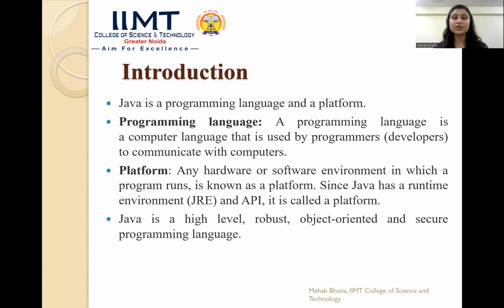What is a programming language? A programming language is a computer language that is used by programmers or developers to communicate with computers. And what is a platform? A platform is any hardware or software environment in which the programs run. Since Java has a runtime environment, which is known as JRE, Java Runtime Environment, and API, it is also called a platform. So Java is both a programming language as well as a platform.